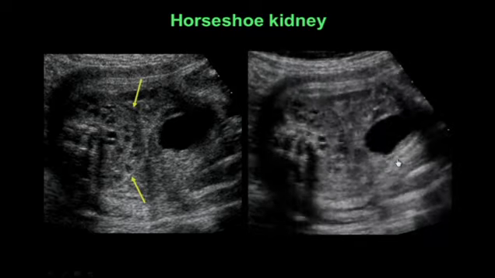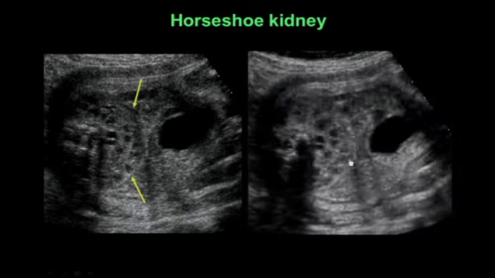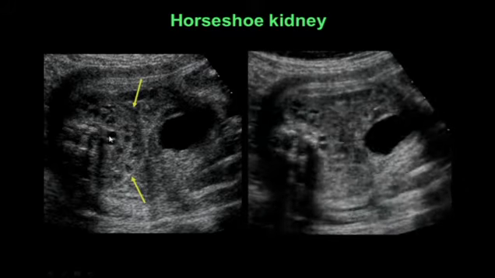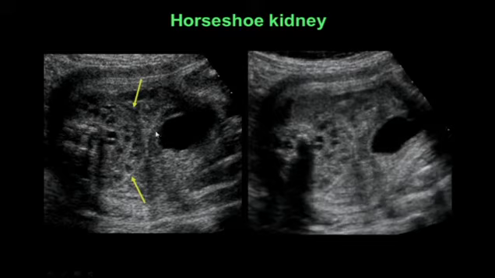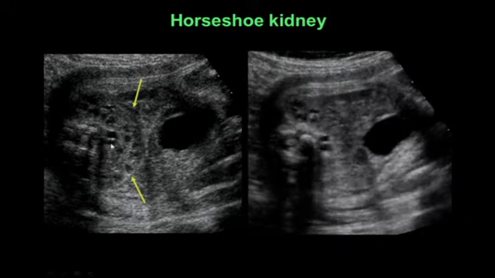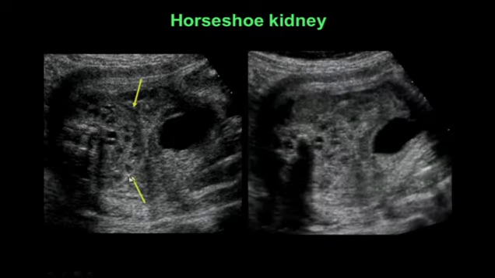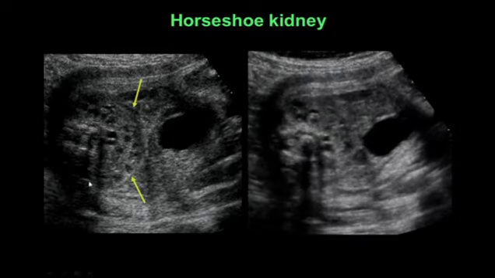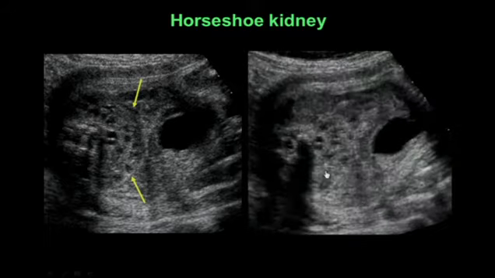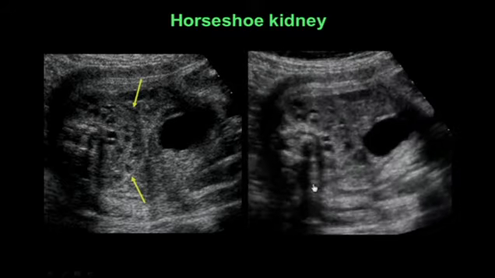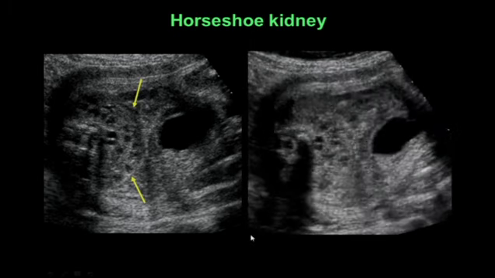The way to identify this is to scan and identify renal tissue in front of the aorta and the inferior vena cava. So this is a view of the lower abdomen at the level of the bladder. We can see the aorta and the inferior vena cava, and we can see that the renal tissue connects all the way across the midline from one renal fossa to the other. And then on the clip, we can confirm that this is, in fact, a kidney fused across the midline in a horseshoe configuration.